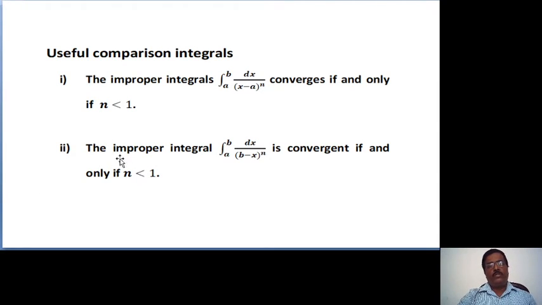Similarly, the second one is the improper integral, integration from a to b dx divided by b minus x whole raised to n, which is convergent if and only if n is less than 1. So these are the two important comparison integrals we should remember.